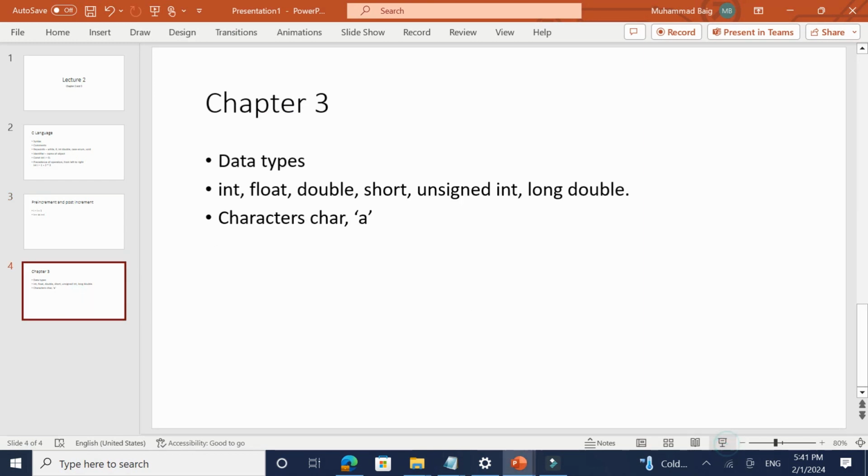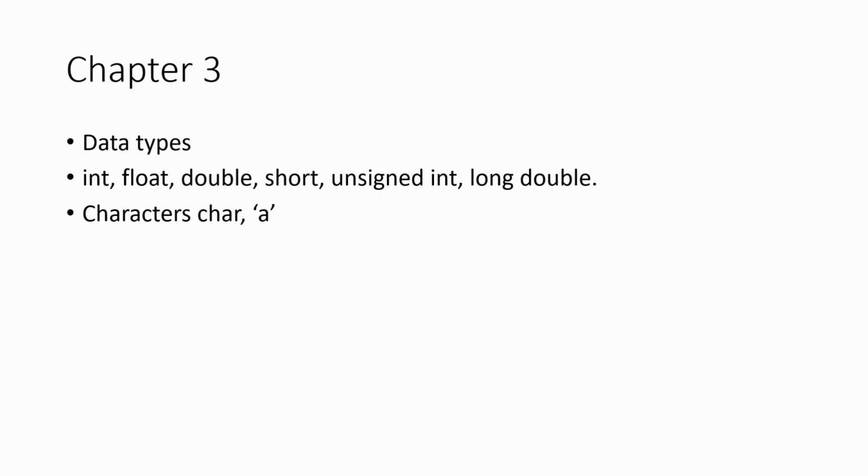Now let's go on to chapter 3. Chapter 3 is another discussion about the basics. The first thing we're going to go into is the different data types. We talked about keywords, identifiers, and comments, but data types are also part of the syntax of the program. Int, float, double, short, unsigned int, long double, and char, character. You have to remember each and every one of those types, how they work, examples, etc.